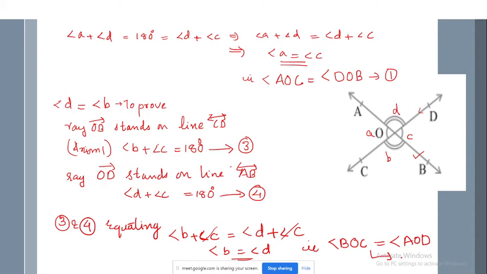I will mark this as 1, this is equation 2. So from equation 1 and 2, can we say that vertically opposite angles are equal? Did we prove our theorem? Yes, ma'am. So let us go back and see what all we did.